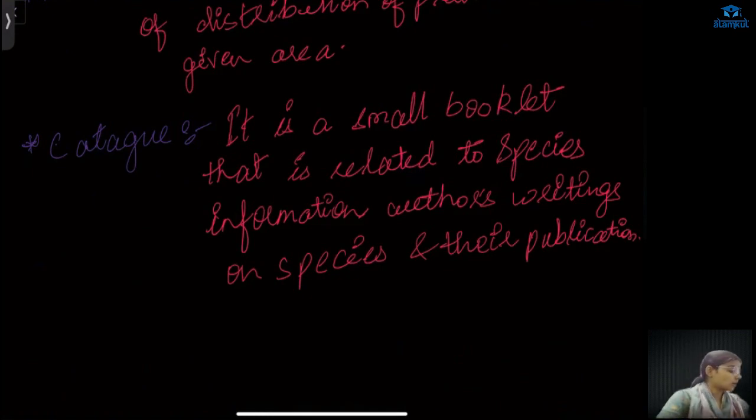Okay, now we have manuals. What are manuals? Manuals provide the information and identification of different species in a given area, or particularly on one taxon. Okay, so let me write it first, then I will explain it in detail.